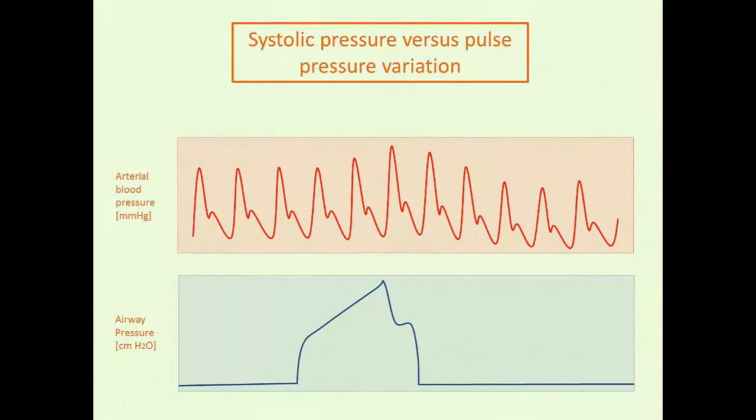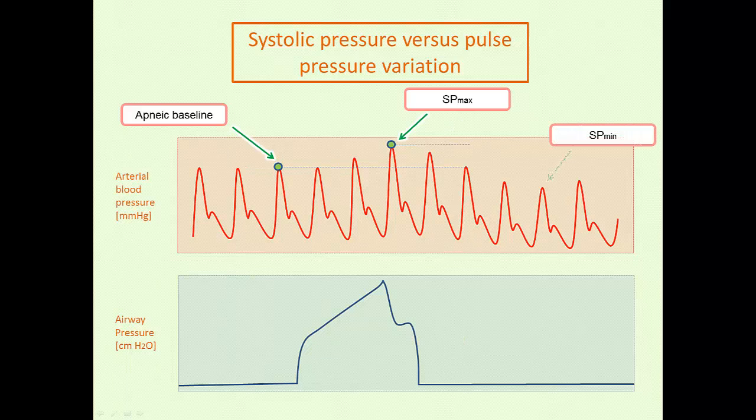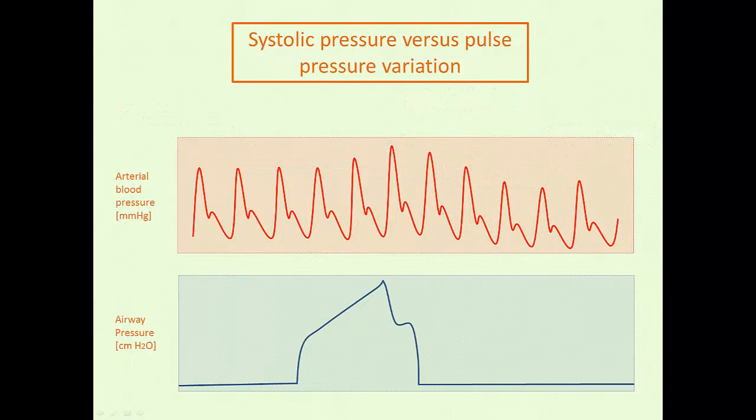So let's talk about the difference between systolic pressure versus pulse pressure variation. So this is the arterial blood pressure tracing. This is your airway pressure tracing, say off the ventilator. You give a breath after an apneic baseline, and this is your systolic pressure maximum. This is your systolic pressure minimum, and this is your delta up, and this is your delta down. And this leads to a variation in the arterial waveform.